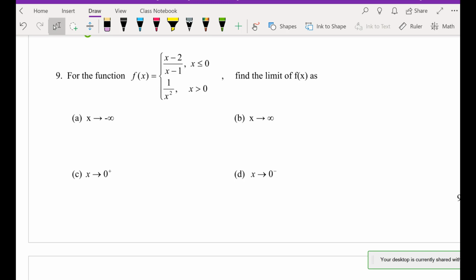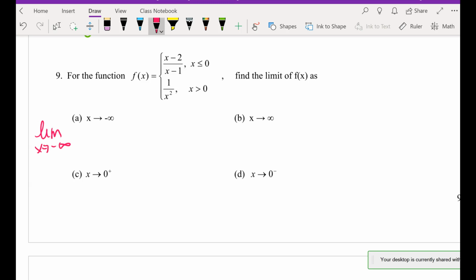Ready? For the function f of x, you have 2 pieces. X minus 2 divided by x minus 1, x is less than or equal to 0. And then the second piece, 1 over x squared, x is greater than 0. You're asked to find 4 limits. So the first one is the limit as x approaches -infinity.